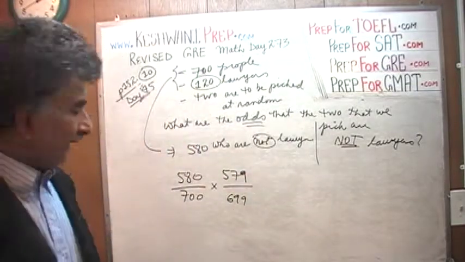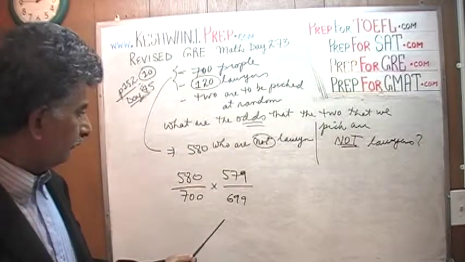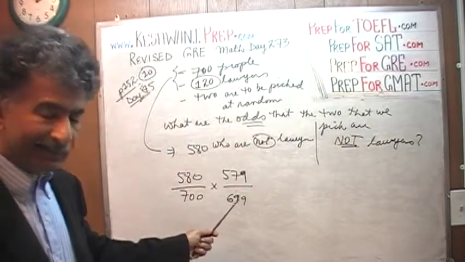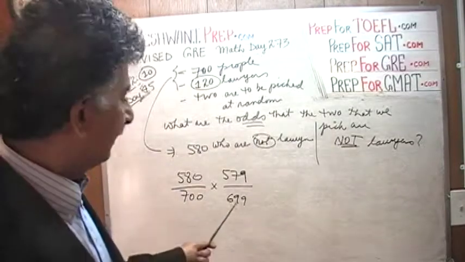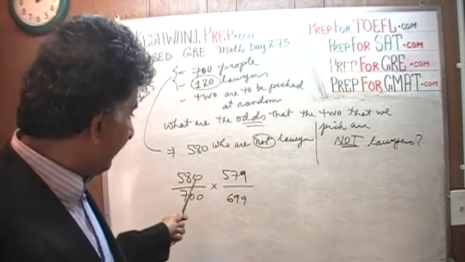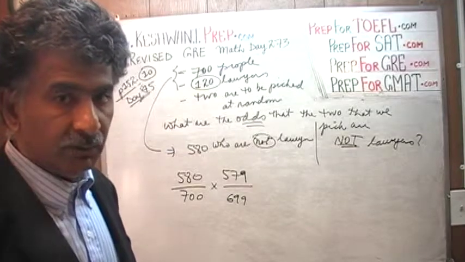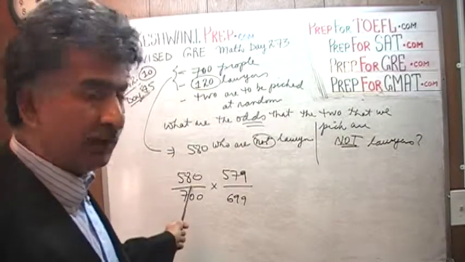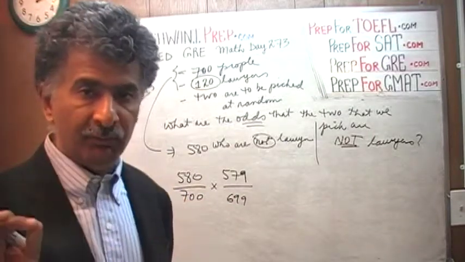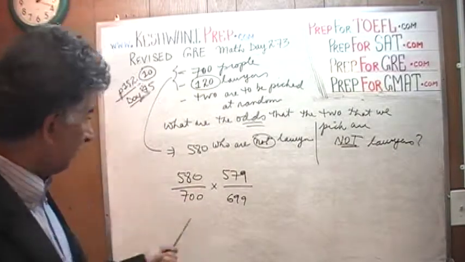And since the odds of picking a person who is not a lawyer in the second round has to be 579, one less than before, because we had 580 to begin with. If we pick the first one, that's what we're trying to figure out. What are the odds of picking a person who is not a lawyer? Once we have picked one person who is not a lawyer, we are not replacing it back. Now we only have 579. We have to figure out this quantity.